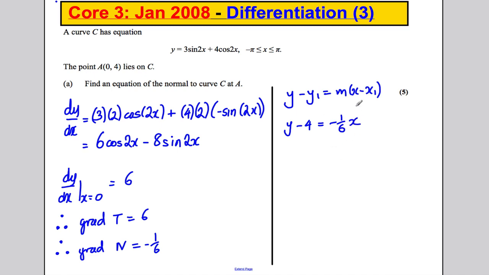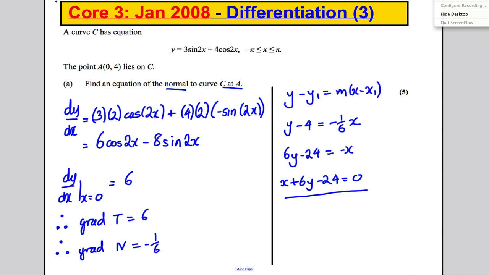Just if you want to tidy up, multiply everything by 6. 6y minus 24 is equal to negative x. And add x to both sides, and you would get x plus 6y minus 24 is equal to 0. That's probably the neatest way of writing the normal to the curve at that point. And you're done, first part.